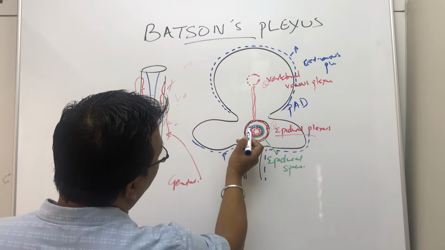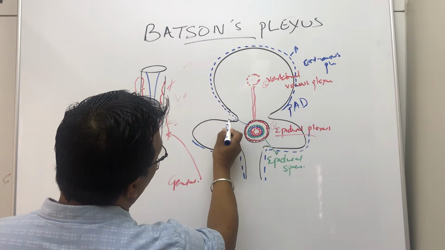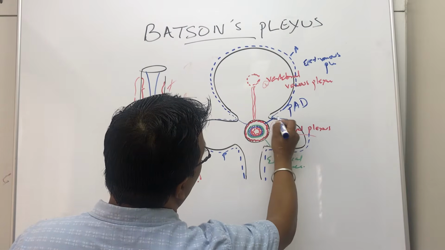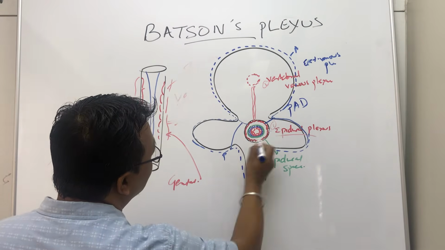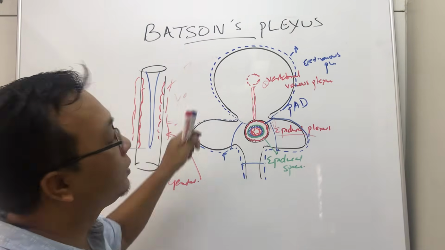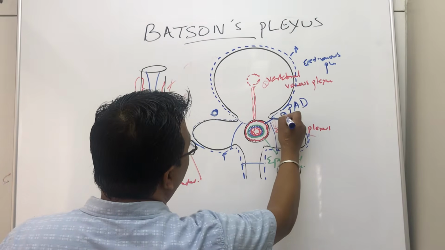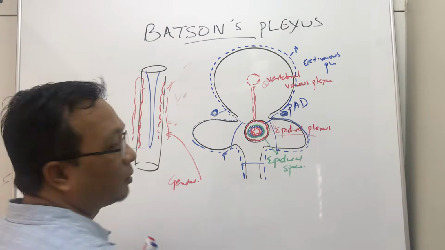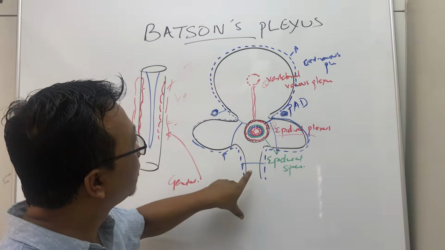This epidural plexus is also connected to this venous plexus. They are connected, and they are also interconnected. So this is the whole system of the Batson plexus. Apart from that, they are also connected to the segmental veins, the segmental venous plexus. So this is the whole Batson plexus.